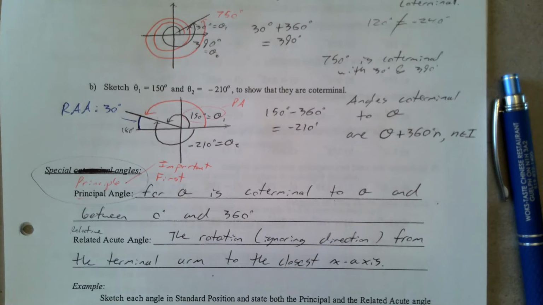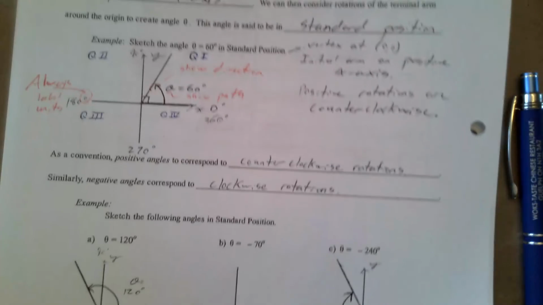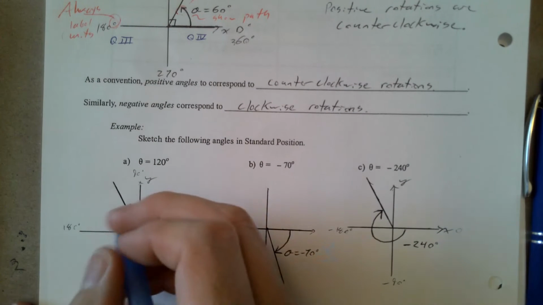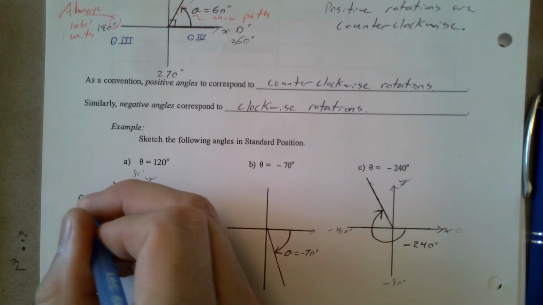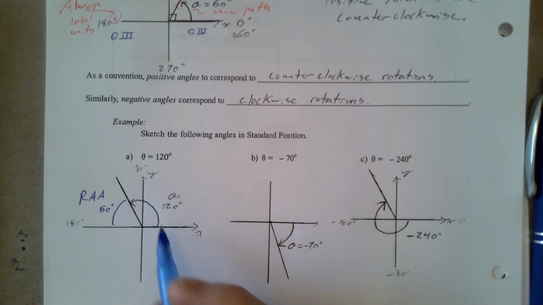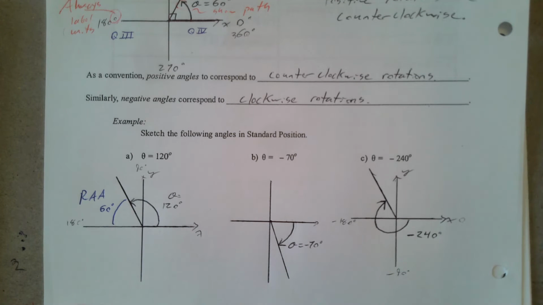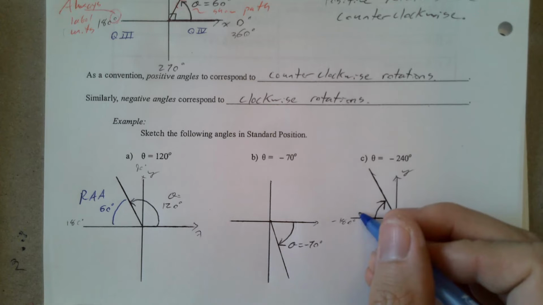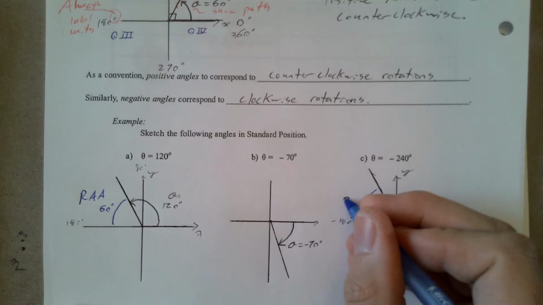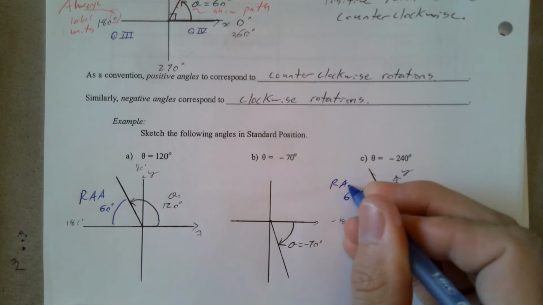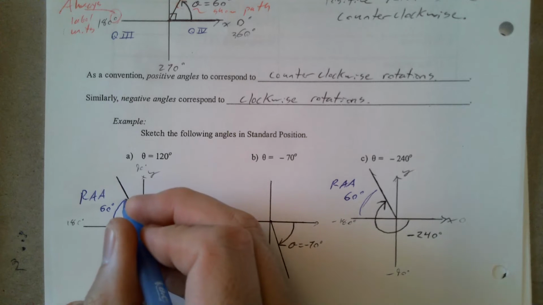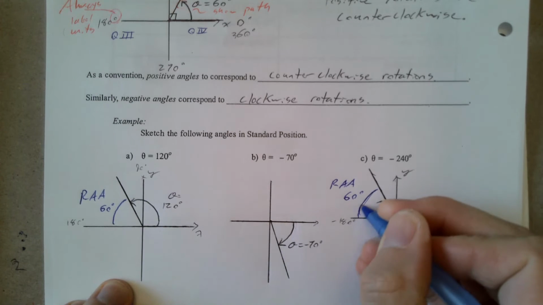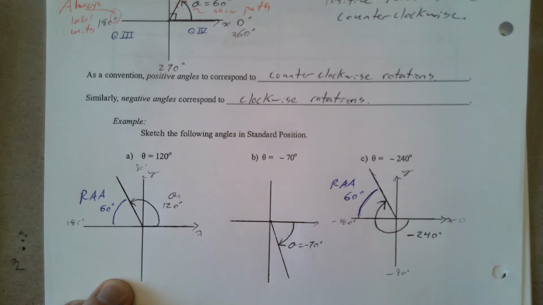Let's just turn to the back for a sec to get some other review of when we use this. 120 degrees was 60 degrees short of our closest x-axis. That's the related acute angle. 120 degrees is a principal angle. Negative 240 degrees was 60 degrees past negative 180 degrees. That's how I knew that these two angles were coterminal, because they had the same related acute angle in the same quadrant. Notice I'm not labeling a direction for the related acute angle. It's not a standard position angle. It's always going to be positive. There's no such thing as a negative related acute angle.